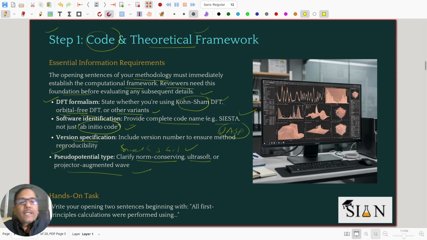Even in the previous lecture I also mentioned different names of the pseudopotentials. Now start writing your opening sentence of the methodology part. Write your opening in two sentences beginning with this: all first-principles calculations were performed using, and write the DFT formulation, software name, version, and pseudopotential, for your material, with your tool.